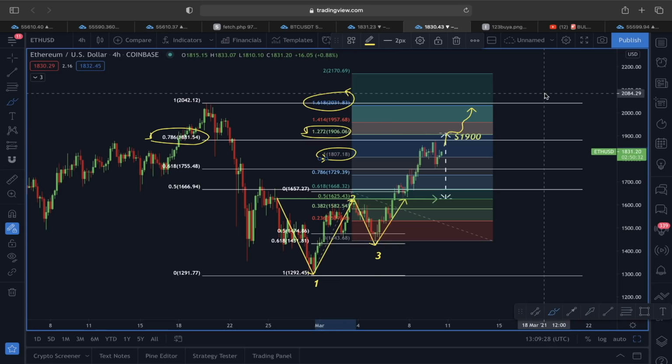So these are some of the scenarios I see right now looking at the price action of Bitcoin and also the price action of Ether.